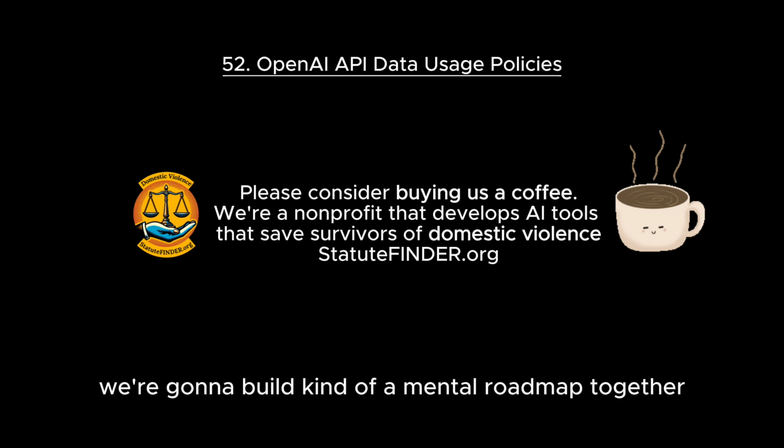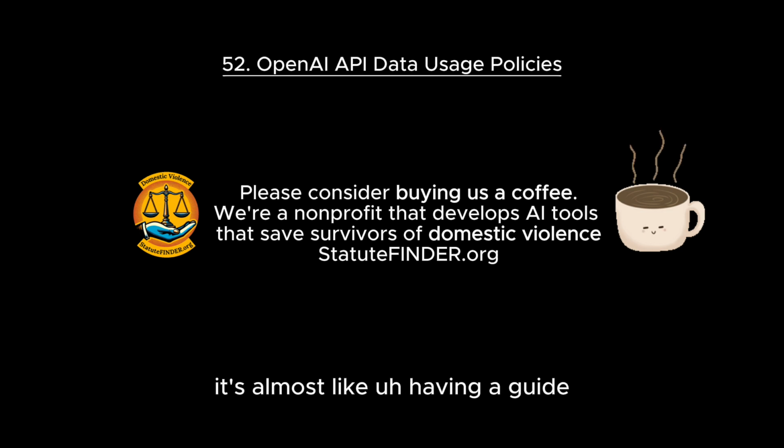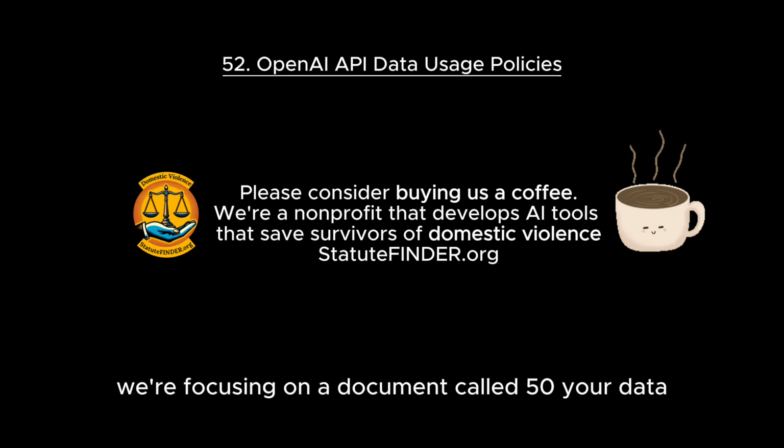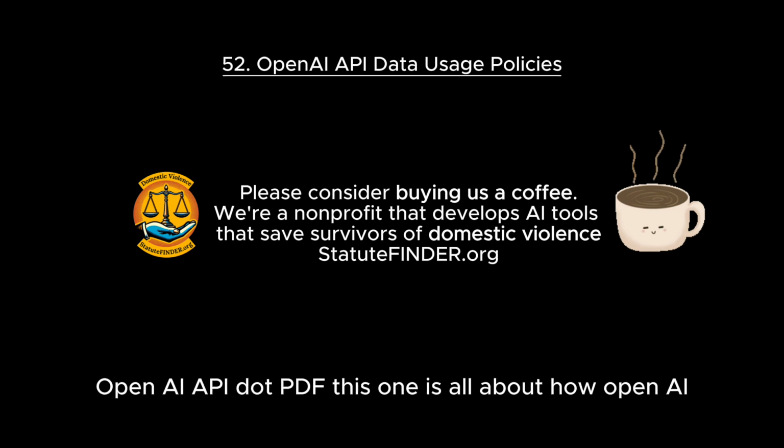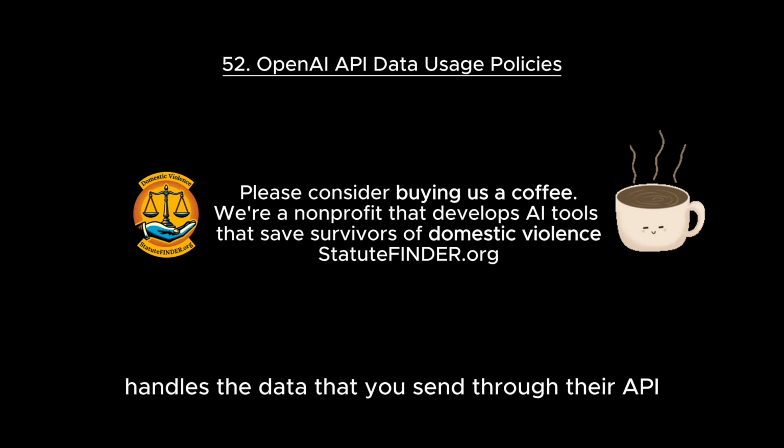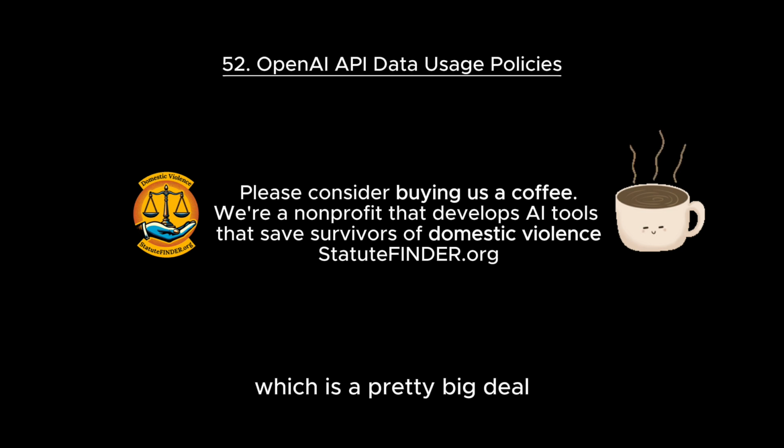That's right. We're going to build a mental roadmap together before you even open the docs. It's almost like having a guide through a dense forest, only instead of trees, we've got technical terms and API endpoints. I love that analogy. Okay, so for this deep dive, we're focusing on a document called Your Data OpenAI API.pdf. This one is all about how OpenAI handles the data that you send through their API, which is a pretty big deal when you're building these AI-powered applications.